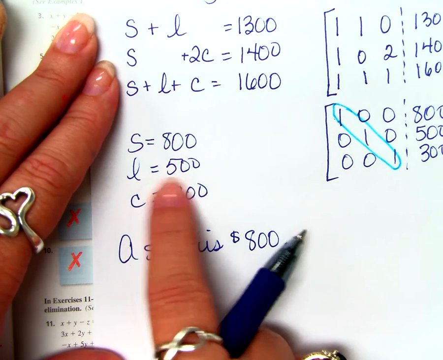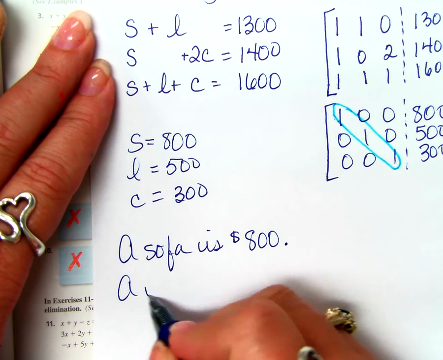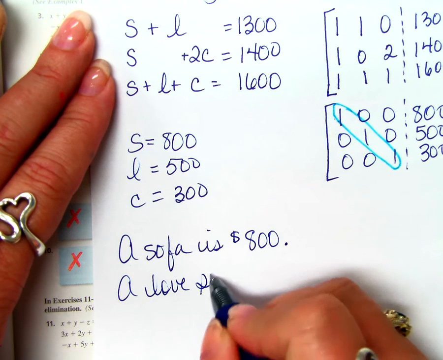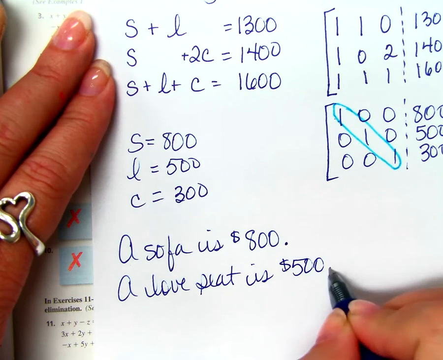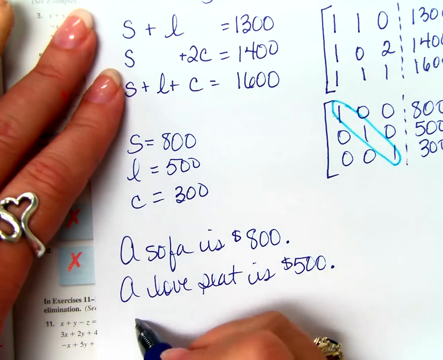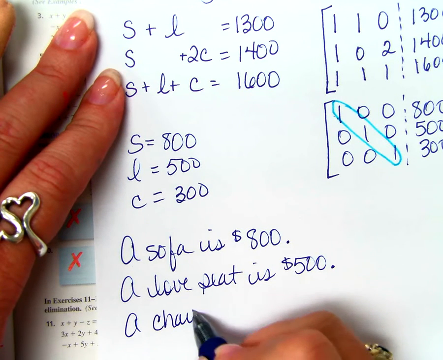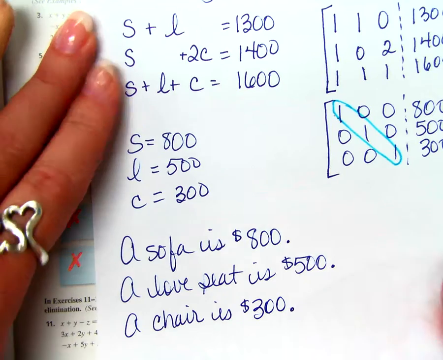So what was the next one going to say? What did L stand for? A love seat is $500. And last one, chairs. A chair is $300. Now, does that make sense in the problem?